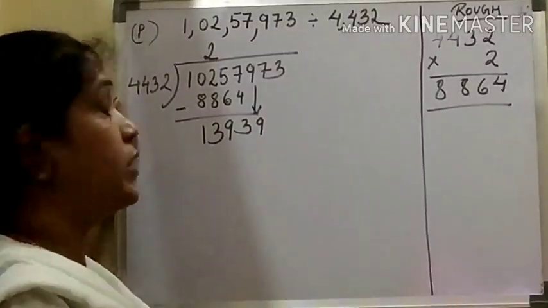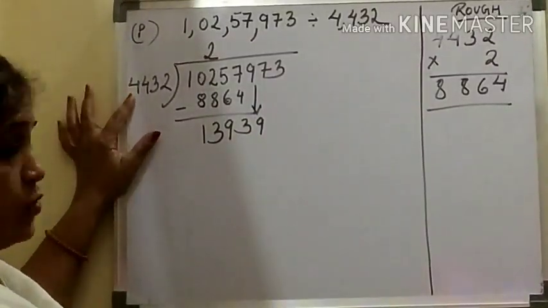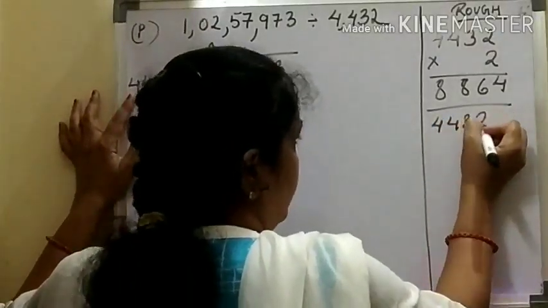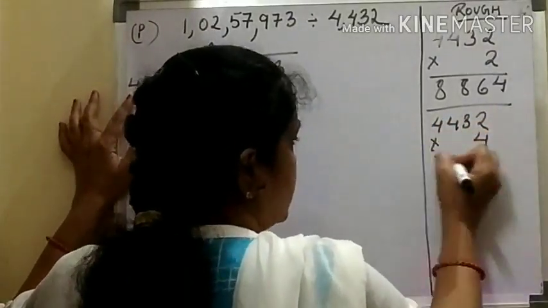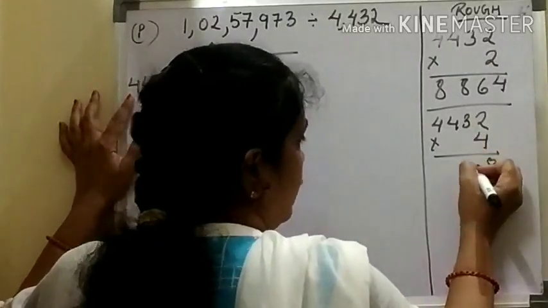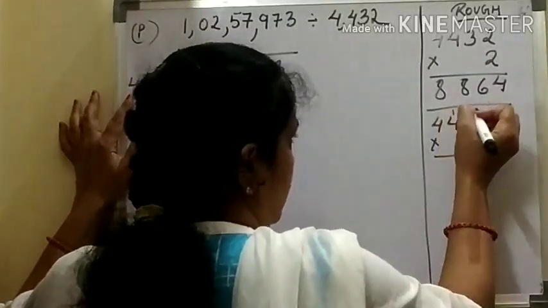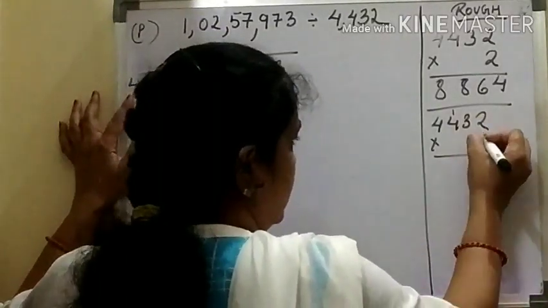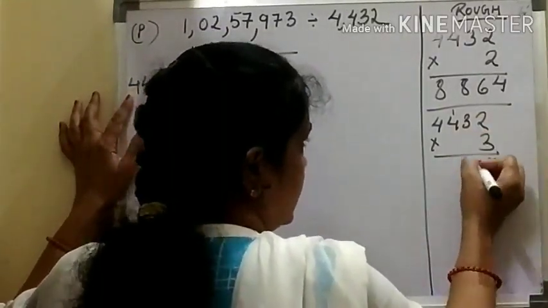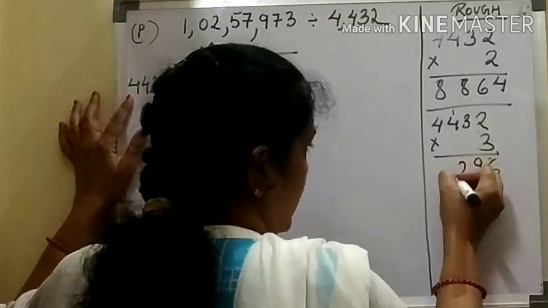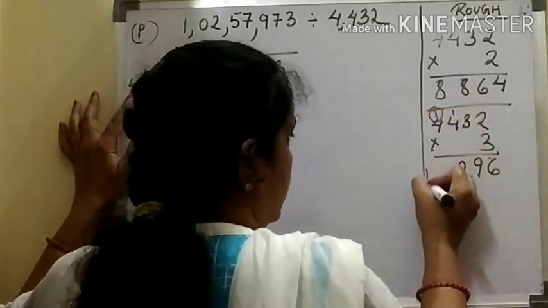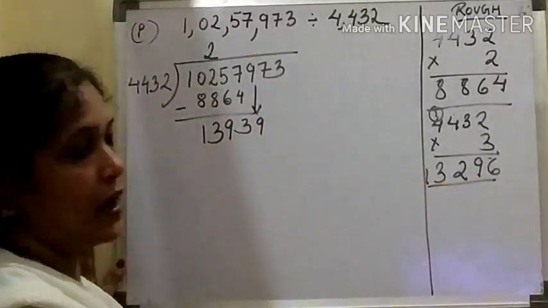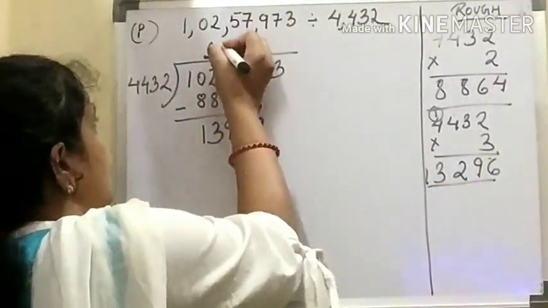Now by what number will it go? 4 threes are 12. Let us find out: 4432 multiplied by 4. How much is it coming? 4 twos are 8, 4 threes are 12. Okay, it will not go by 4, sorry, we have to multiply by 3. 3 twos are 6, 3 threes are 9, 3 fours are 12, 3 fours are 12 plus 1, 13. So the product we got is 13296. So let us do by 3.